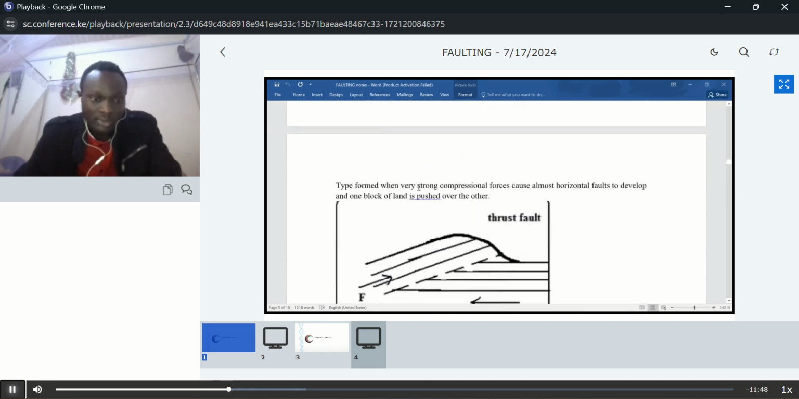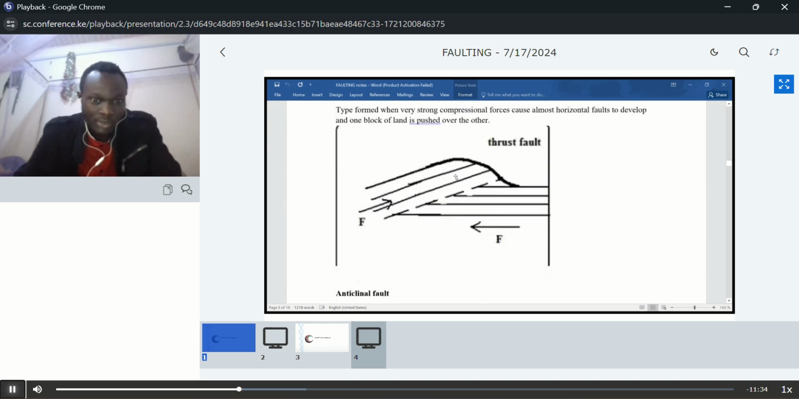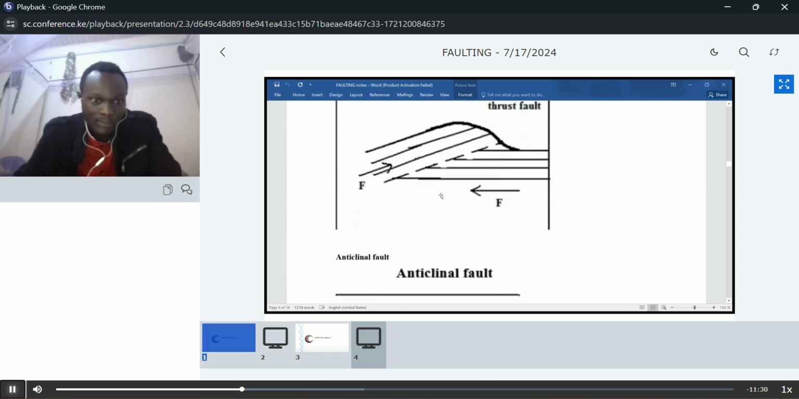We have the thrust fault. This is a type of fault that is formed when very strong compressional forces cause an almost horizontal fault to develop and one block of land is pushed over the other. So this is the one block of the land and it is pushed over the other.